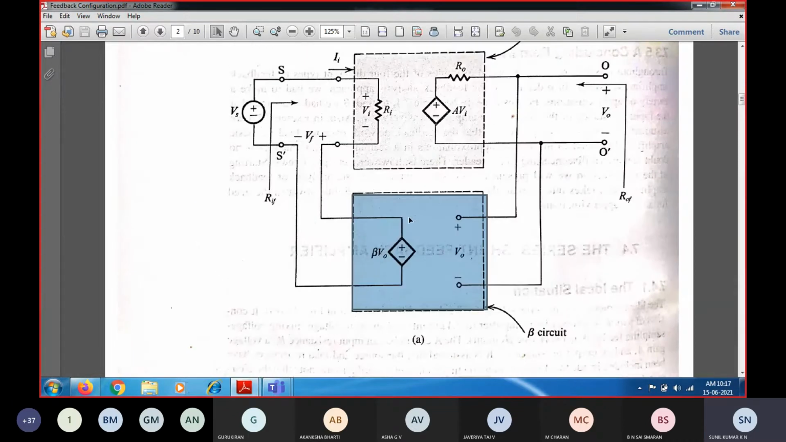And one more thing we should remember is that this feedback network is not going to load the amplifier. What does that indicate? This amplifier will have its own input resistance as well as output resistance. Whenever the load is connected, that load is associated with the amplifier itself, and the feedback network is not going to load the main amplifier. That is the one thing you should remember.